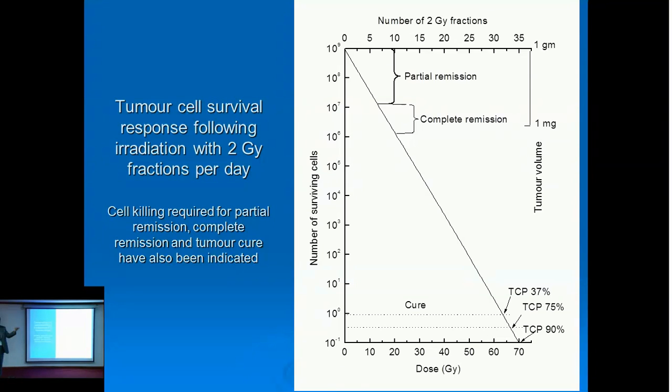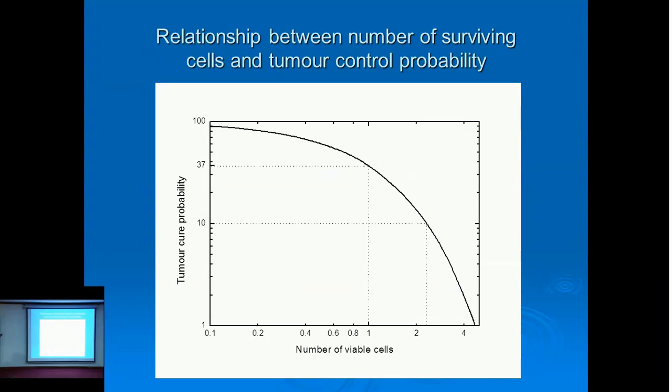Sometimes it is possible to give that much dose. Sometimes it is not possible because of problems of normal tissue toxicity. And here is a curve, probably physicists will know better. It is the relation between the tumor cure probability and the number of viable cells.